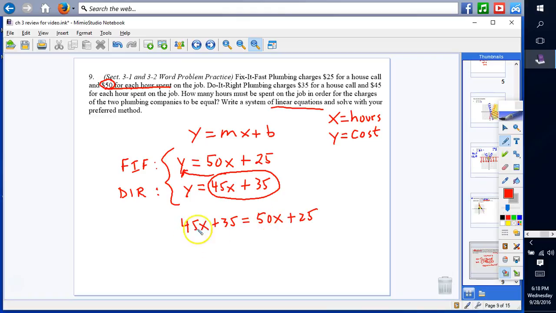Subtracting, we can subtract 45x from both sides. That will be 5x. Subtract 25 from both sides. That would be 10. And we get x is 2. So putting this into context, after 2 hours, they would charge the same amount.